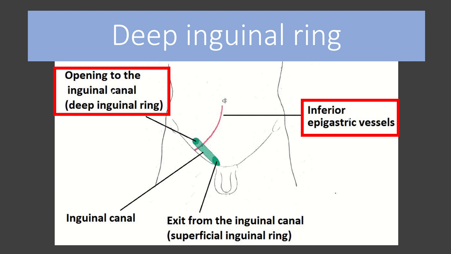Here we can see the lower part of the abdomen, and this is a canal, the inguinal canal, and our deep inguinal ring is here. This is the lateral side, this is the medial side, and medially there is a vessel, the inferior epigastric vessel. The inferior epigastric vessels lie medially from this deep inguinal ring, and the ring is above the inguinal ligament, 1.25 centimeter above the mid inguinal point.